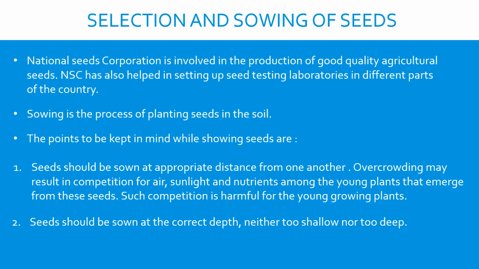Such competition is harmful for the young growing plants. Seeds should be sown at the correct depth, neither too shallow nor too deep. Selecting good quality, healthy seeds is the next important part of crop production.